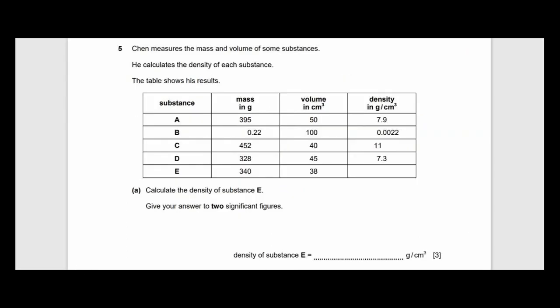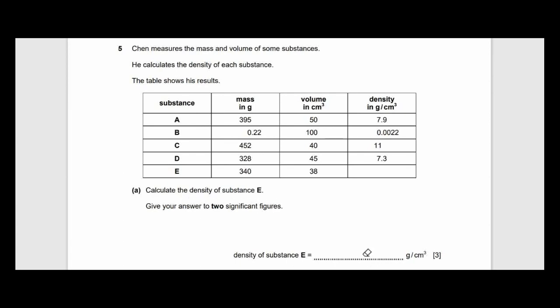This is question number 5. Chan measures the mass and volume of some substances. He calculated the density of each substance. The table shows his result: A, B, C, D, E, mass in gram, volume in cubic centimeters, and density in gram per cubic centimeter. Now calculate the density of substance E. Give your answer to two significant figures.